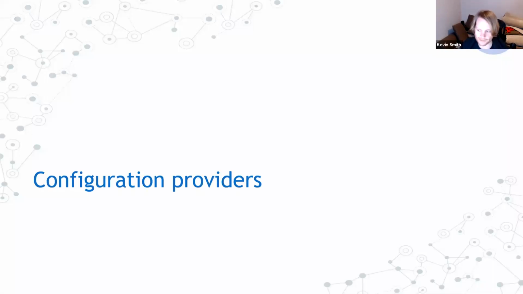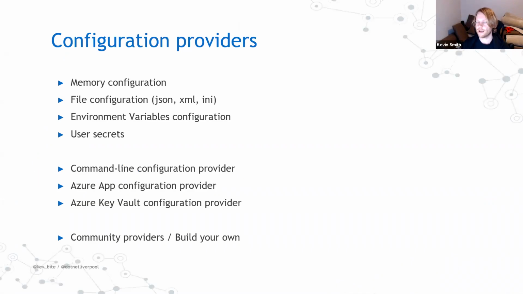So I'm just going to talk about configuration providers. The actual Microsoft implementation has a bunch of these already built in, and they're all in separate NuGet packages. So one we've already talked about is the memory one. And that's like the base one, what is provided by default in the default NuGet package. There's also one called file configuration. So there's JSON, XML, and INI ones. And they're all in separate NuGet packages.